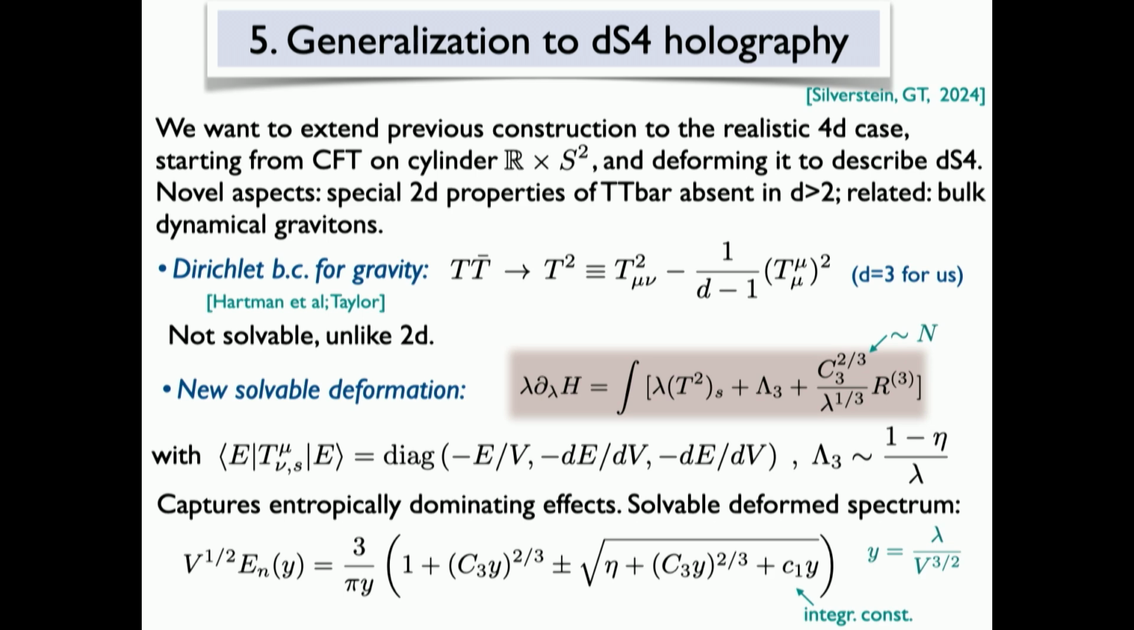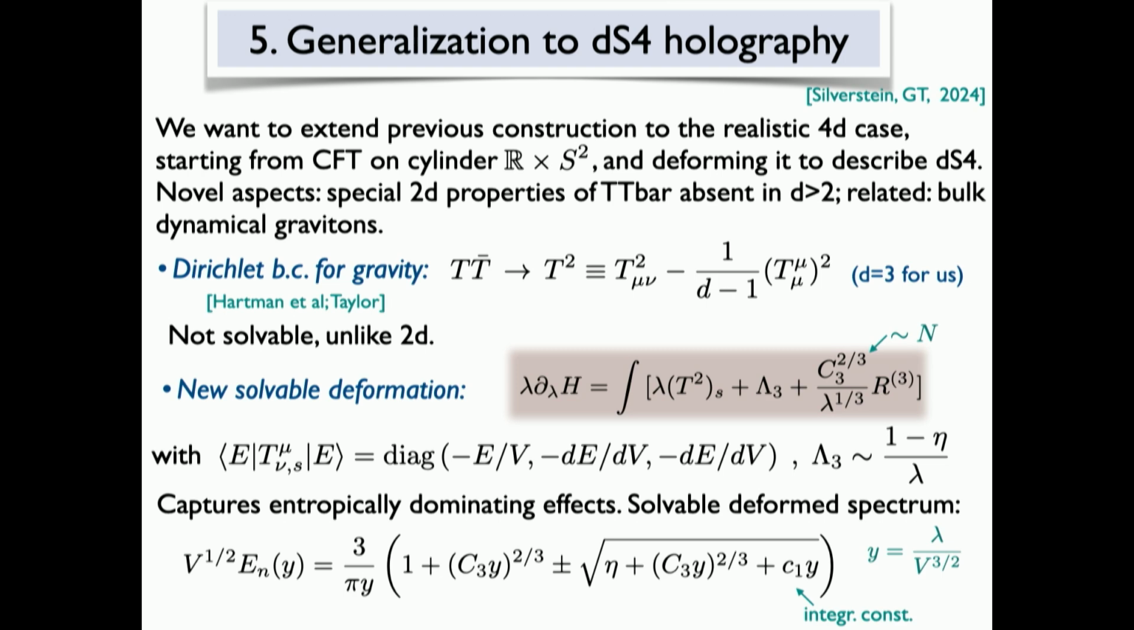And relatedly, in the 3D boundary dual, the generalization of TTbar is no longer observable, and of course, the stress tensor has more components than in 2D. Okay, so it's known that in D boundary dimensions, the generalization of TTbar is this so-called T-square operator that I'm showing here, and for us, D is equal to 3. And as I said, unlike what happens in 2D, this is no longer solvable.